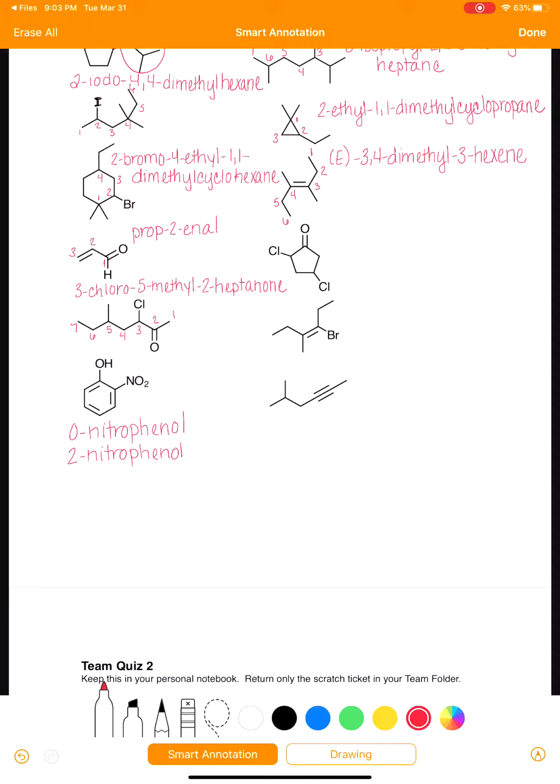Now we have a cyclic ketone. Ketone's high priority, so that's got to be carbon number 1. And then we want to give the chlorines the smallest possible number after that. So we're going to go counterclockwise. This is 2,4-dichloro cyclopentanone. And we don't have to say where the ketone is at on this molecule.